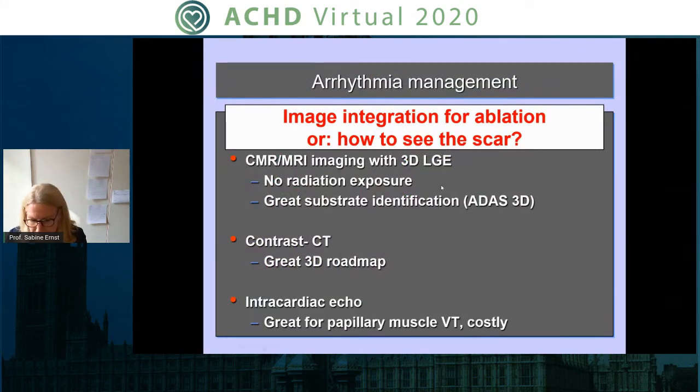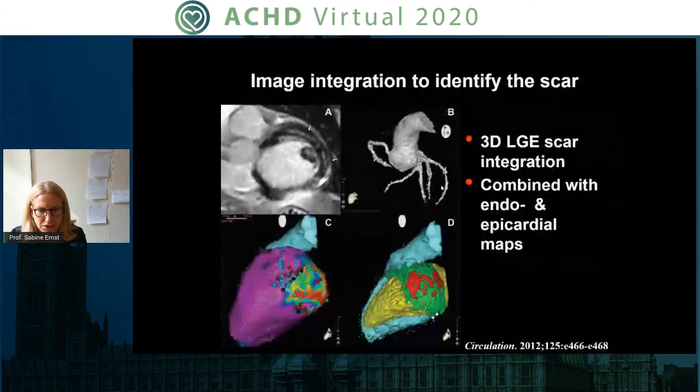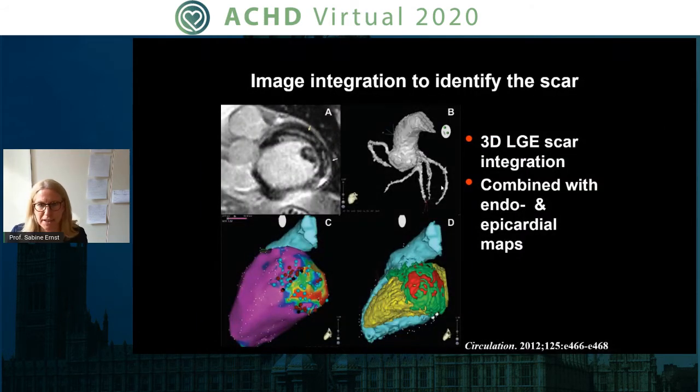But in arrhythmia for congenital heart disease, as I mentioned before, it's very important to see the scar. Now, 3D LGE is an option here. We have contrast CT, late iodine enhancement, and of course there's intracardiac echo. Unfortunately, we don't have it really available at the Brompton, so I just say that for completeness. This is a nice demonstration of a scar in the left ventricle. I think it's an ischemic patient, but anyway, you see the scar very well.